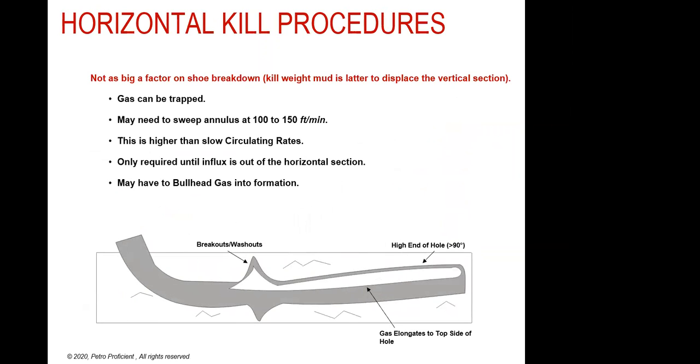So what happens is, as I've discussed before, gas has a tendency to accumulate on the higher side of the well and elongate to the top side of the well. If there is any breakout or washout like this, gas might accumulate over there and get trapped, which is difficult to circulate out. So you need higher circulating rates compared to your slow circulation rate. You have to keep this in mind when dealing with horizontal wells, that you might need to go higher than your slow circulation rates. Once the required influx is out, then you can go back to your slow circulation rate.